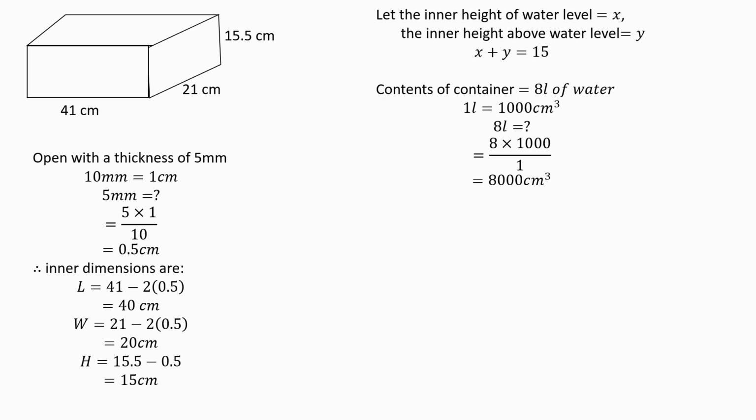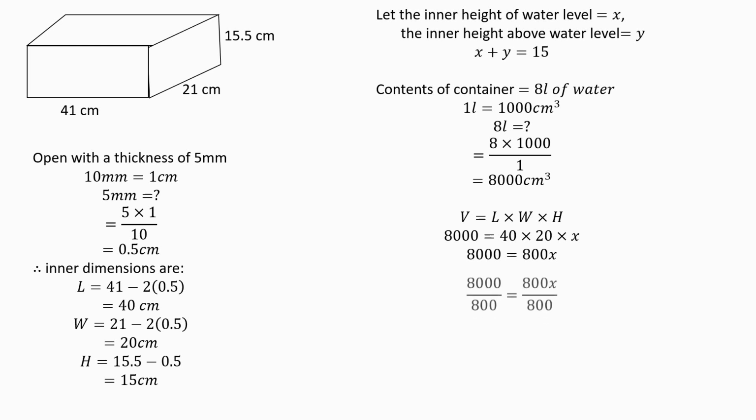Then using this, we find the value of x, since the volume is length times width times height. That is the formula of the volume of a cuboid. Then we substitute the values. We have the volume is 8000, the length is 40, the width is 20, and the height is x, that is the height of the water. So 8000 is equal to 800x. We divide both sides by 800, and therefore our x is 10 centimeters.